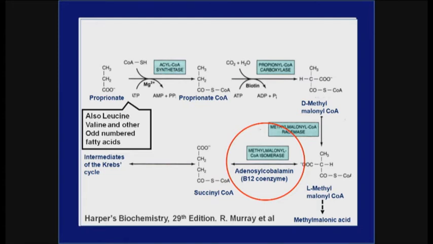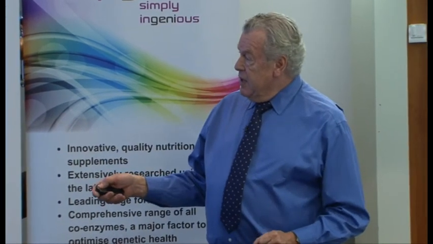So this pathway, propionic, goes along around here to a substance called methylmalonyl-CoA, and then is shunted here in the presence of B12 adenosylcobalamin to making succinyl-CoA, which is part of the Krebs cycle, as we'll learn in later modules. So this is how we burn these odd-numbered fatty acids and certain amino acids.